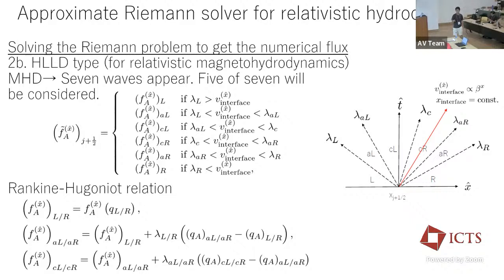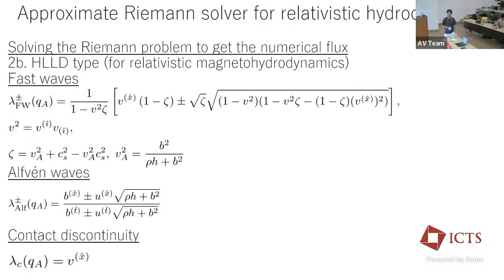The final task is to obtain the lambda AL and lambda AR, also the conservative quantity in the AL and AR state, and the CL and CR state. This is the task for the HLLD type.